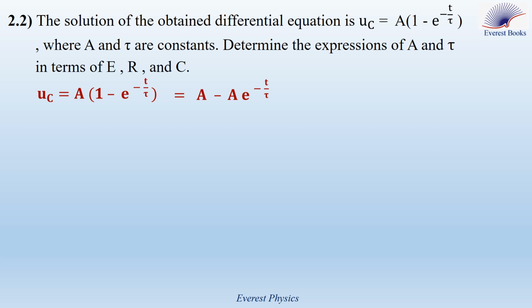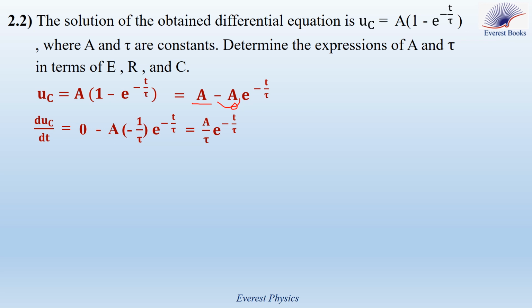Now let's differentiate UC with respect to time. A is constant, so the derivative of A with respect to time is 0. Now let's differentiate minus A exponential minus t over tau. Minus A is constant multiplied by variable, so the derivative of this term is minus A into the derivative of e to the power minus t over tau. But the derivative of e to the power minus t over tau is equal to minus 1 over tau into e to the power minus t over tau. So duc by dt becomes A over tau exponential minus t over tau.